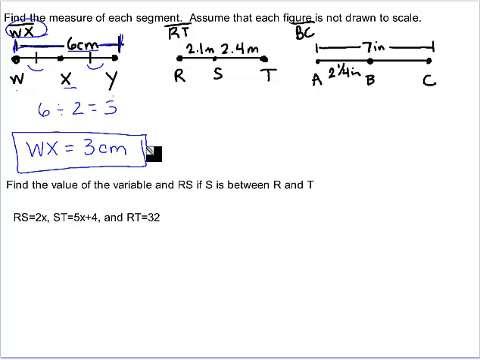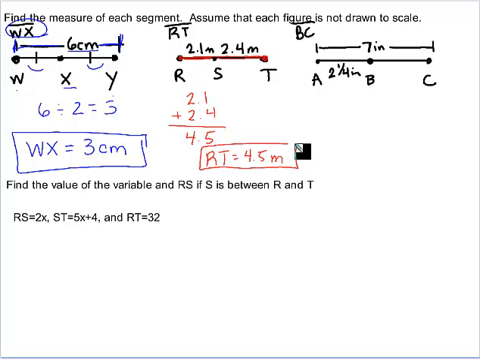RT, we want to find the length from R all the way to T. So notice here, RT is created of 2 smaller pieces, RS and ST. S is in between R and T. So to do that, we'd have to add these 2 segments together. So we have 2.1 plus 2.4, which would be 4.5. So the measurement of RT is equal to 4.5 meters. Once again, we're talking about a measurement, so there's no line segment notation there.